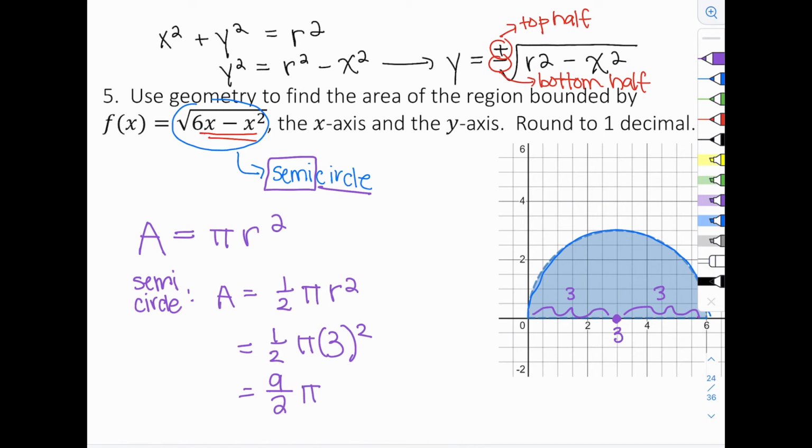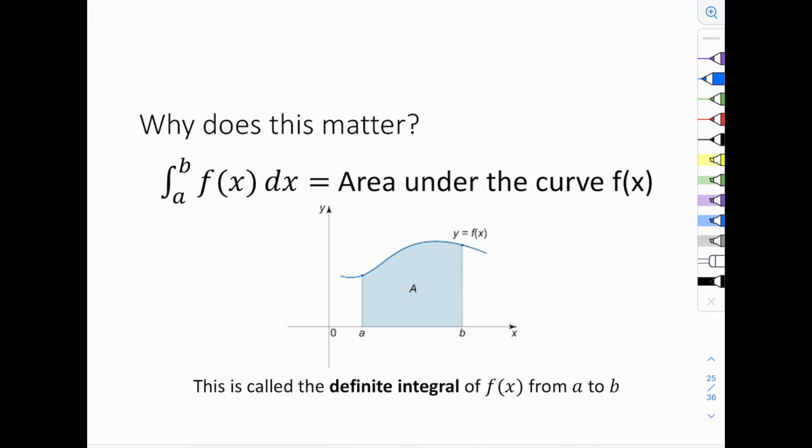It does say to round to 1 decimal, so I'll go ahead and plug this into the calculator. When you plug it in, you should get about 14.1 square units. So now the question is, okay, we've done some geometry and found areas of shapes. What does this have to do with calculus and integrals? It has to do with the fact that the integral of a function gives you the area under the curve. So we can find areas of all kinds of shapes as long as we know the equation of the function on the top.